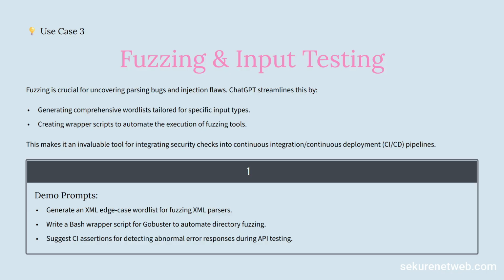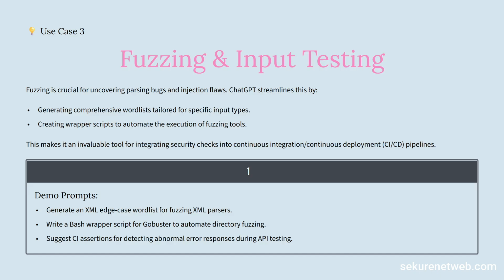The third use case is fuzzing and input testing. Fuzzing is a technique used to discover security vulnerabilities in software by providing invalid or random data as input. This helps identify weaknesses in applications that can be exploited. Manually creating fuzzing scripts or generating inputs can take a lot of time, but ChatGPT can help you create fuzzing scripts to test for vulnerabilities in our applications.